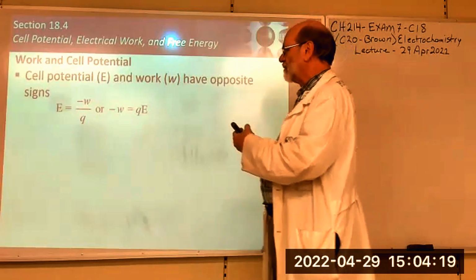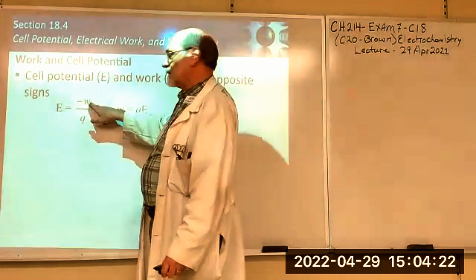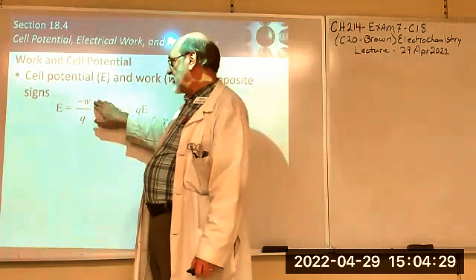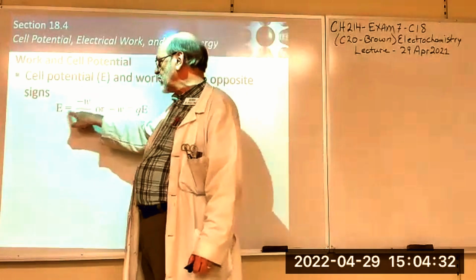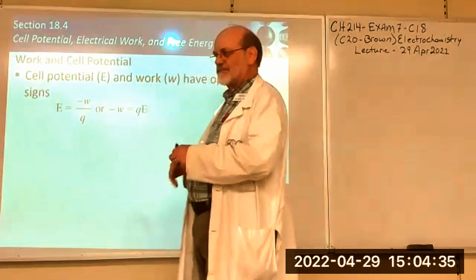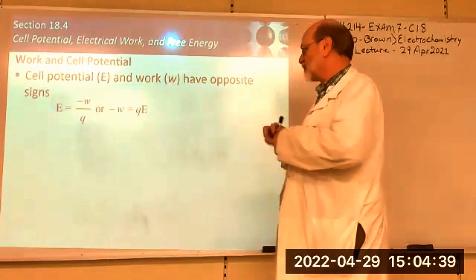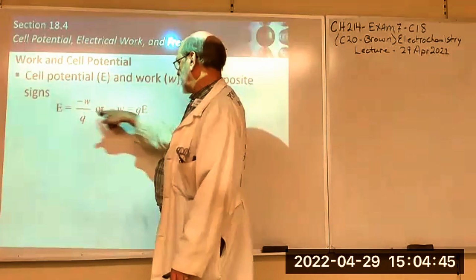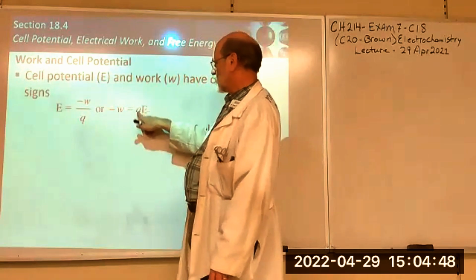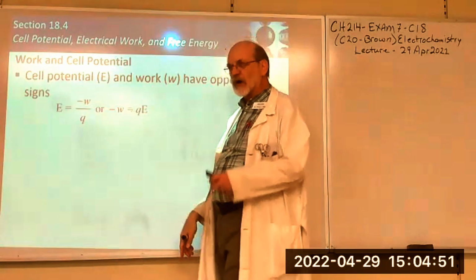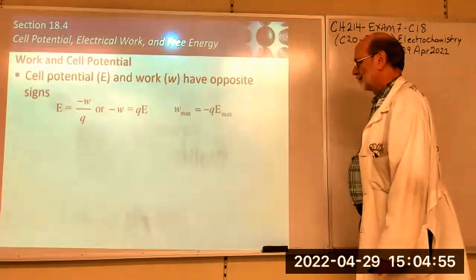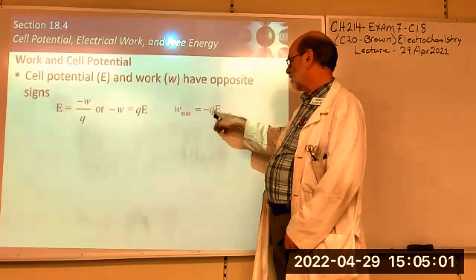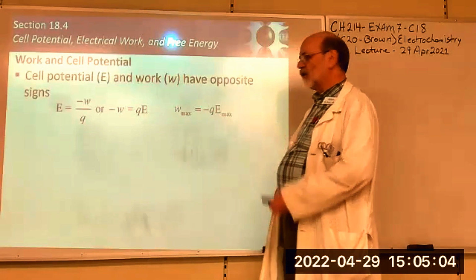What's happening to the system? Well, if the system is doing work, that means W is negative. But it's not spontaneous unless E is positive. So we have to give it a negative sign to fudge the signs, to make them compatible with one another. Okay, then if we solve for W, minus W is E times Q. So the charge times the voltage is equal to the work. And this is the maximum amount of work that you can get out of that system: minus the coulomb charge moved times the maximum voltage.